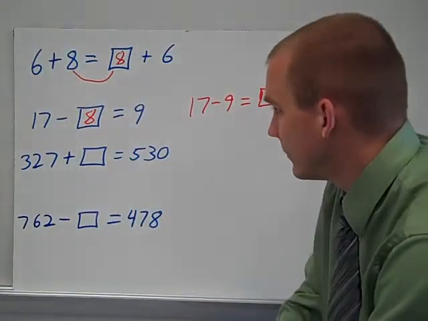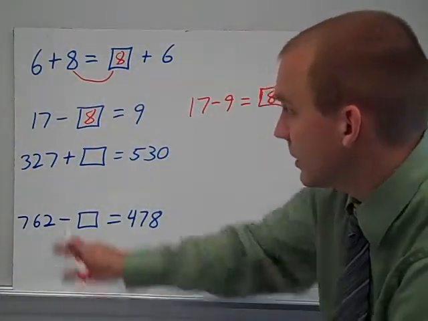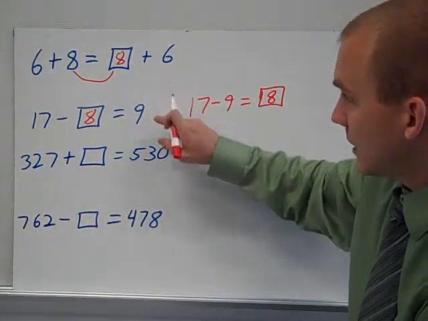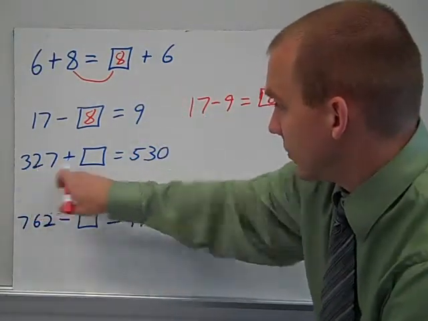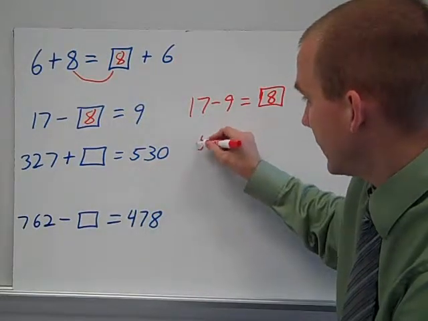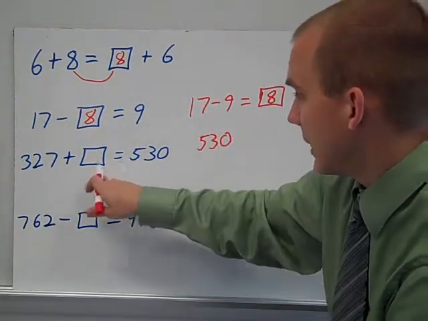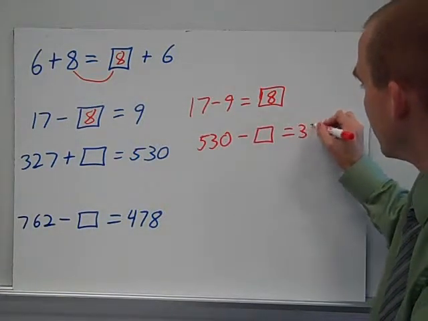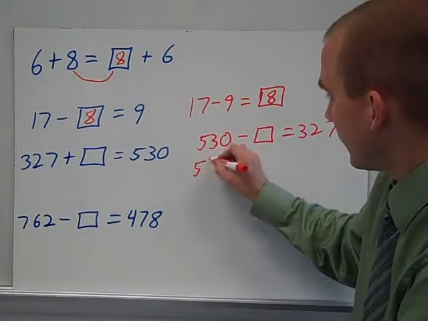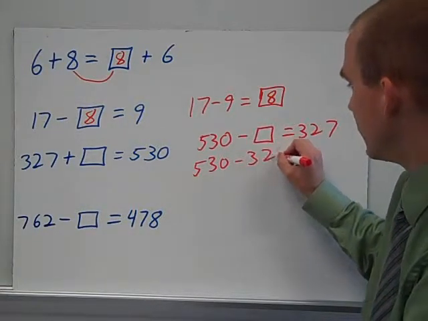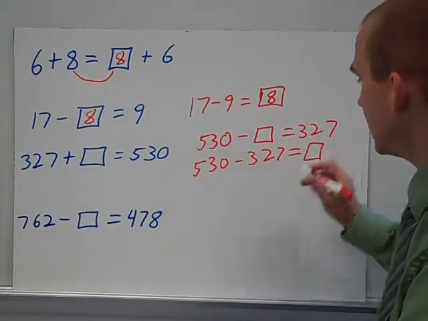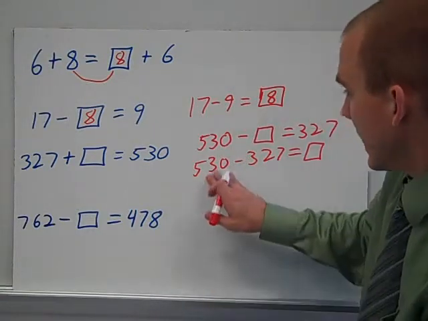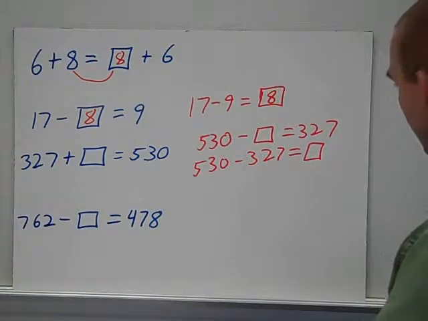These last two are the harder ones because you have bigger numbers. 327 plus blank equals 530. What you need to do is take your total, 530, and use the fact family. 530 minus blank equals 327, so 530 minus 327 equals blank. And this one we can actually solve for. Since we now have this, we can just set it up.